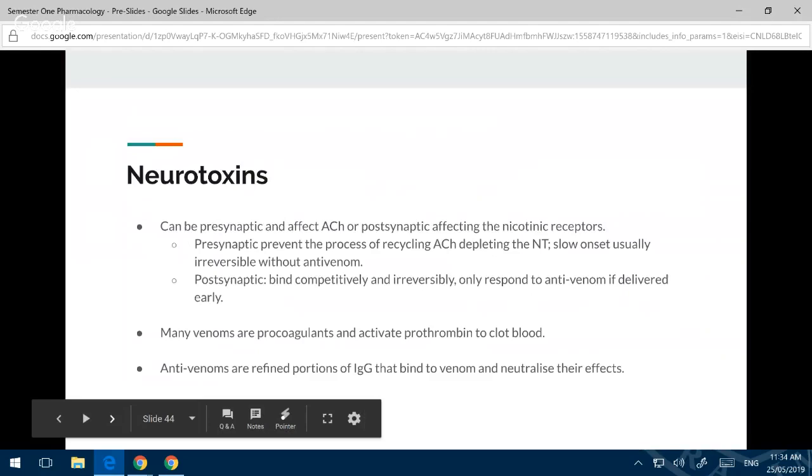Neurotoxins are an important group because they can be presynaptic and affect acetylcholine, or they can be postsynaptic and affect the receptors themselves. So presynaptic really just affect that process of recycling acetylcholine and deplete the neurotransmitter. However, these are slow onset and can be reversed with anti-venom. Postsynaptic are more serious and bind competitively and irreversibly, so they only respond to an anti-venom if they're delivered early. Many venoms are also procoagulants and activate prothrombin to clot the blood, and anti-venoms are simply refined portions of IgG that bind to venom and neutralize their effects.